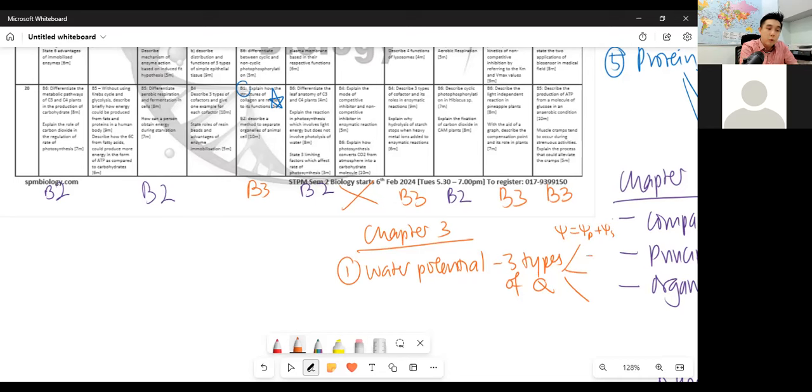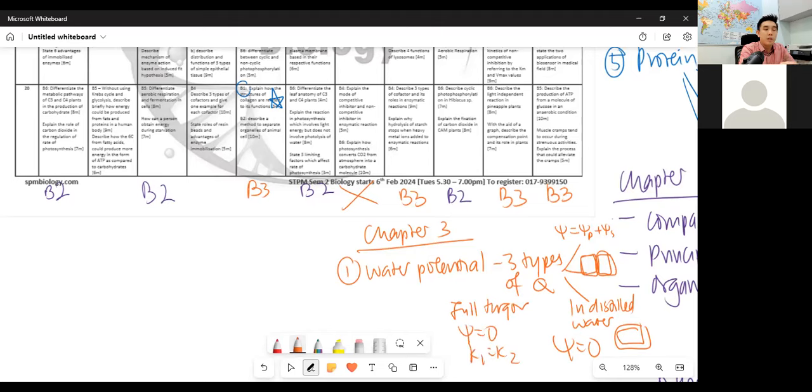Second type of question, they give you two cells. They tell you at equilibrium, what's the water potential? Question three, they can say in distilled water. You have to know that water potential in distilled water is zero. Guys, a lot of shortcuts. What can you tell me at full turgor? Guys, at full turgor, water potential is zero. Ψ1 equals Ψ2. One shortcut.